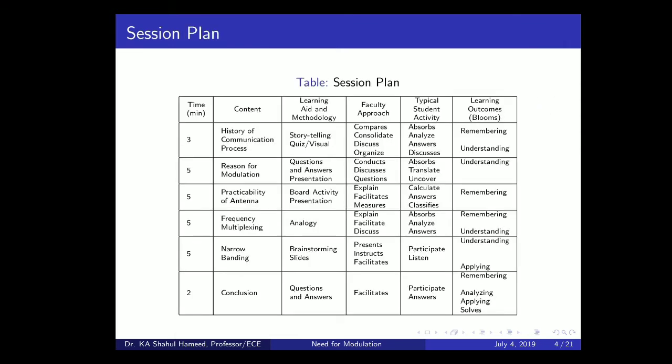I have subdivided this session into a number of topics: history of communication, reason for modulation, practicability of antenna, frequency multiplexing, narrow banding, and conclusion. I have allocated a time duration for each topic, and I have also mentioned the corresponding Bloom's level of learning here.